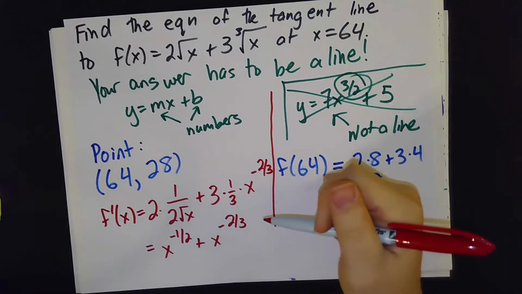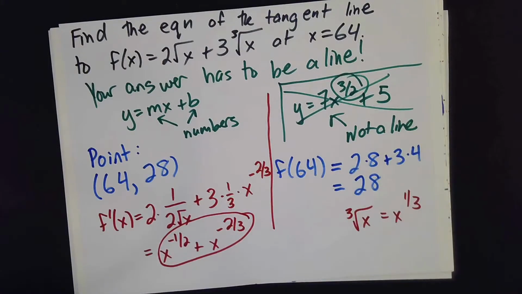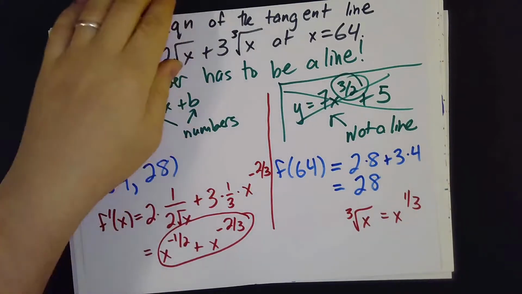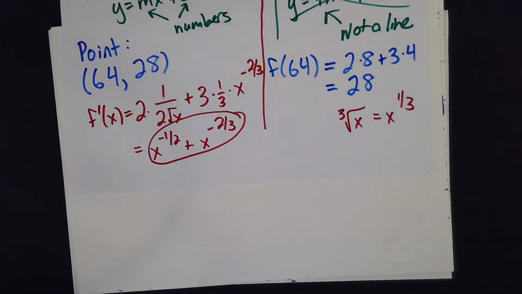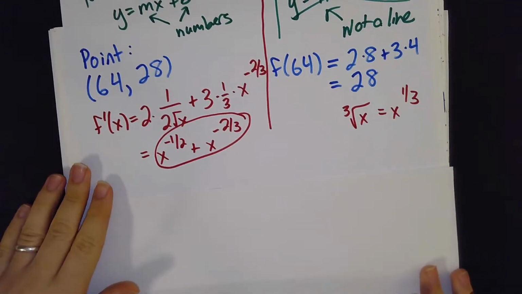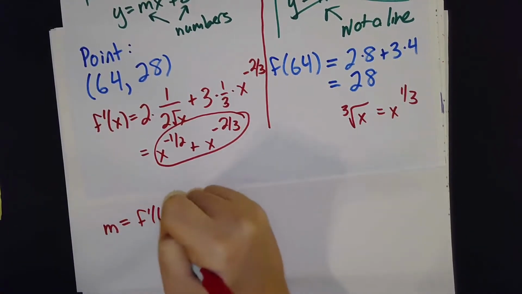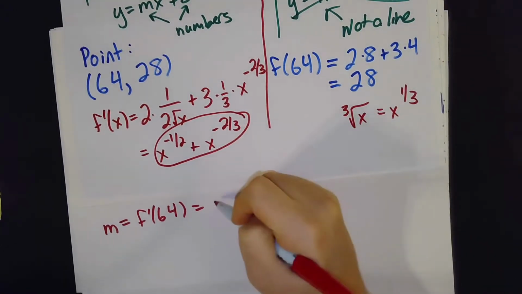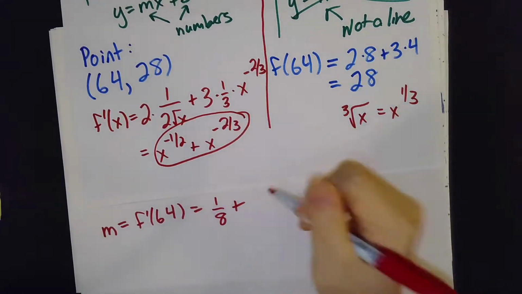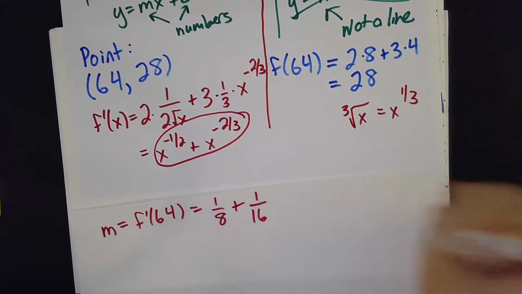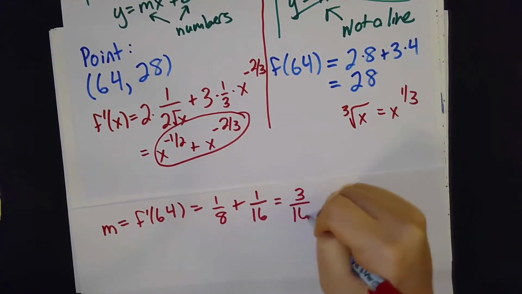So here's the key step we have to remember. This is not the slope of the tangent line. In order to get the slope of the tangent line, I have to actually plug in the matching x, which is to say I have to plug in x is 64. Okay. So the slope is f prime of 64, which in this case is 1/8 plus 1/16, which is 3/16.